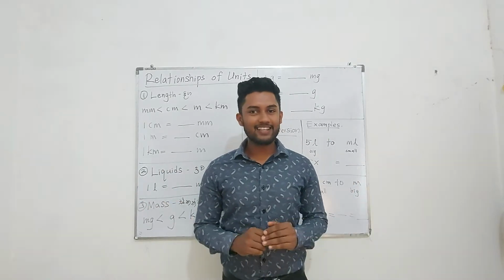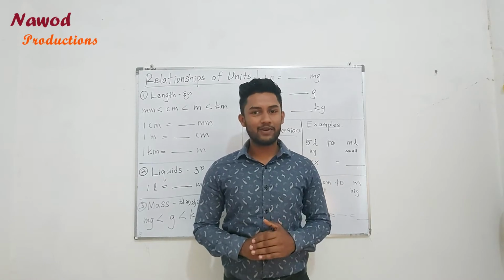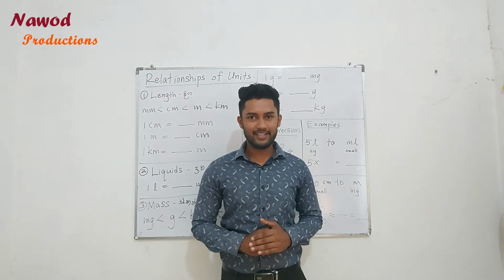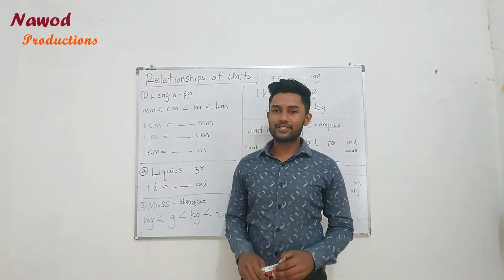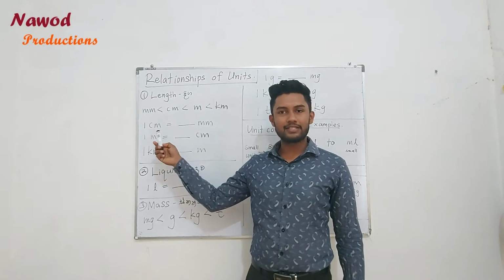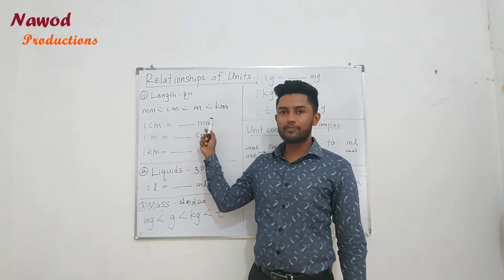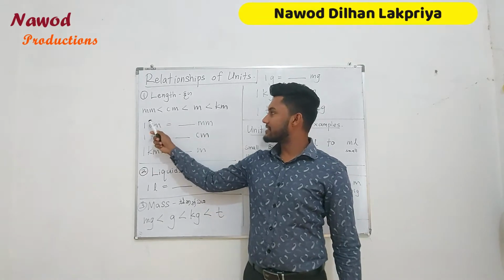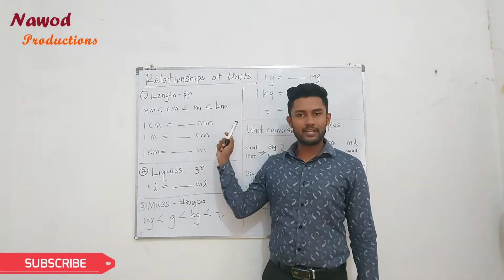Hello everyone. From this video, you are going to learn about the relationships of units. First of all, you want to learn about the relationships of length. When arranging these units in ascending order, you can clearly obtain millimeters, centimeters, meters and kilometers.